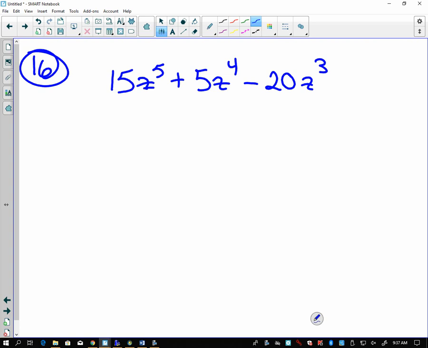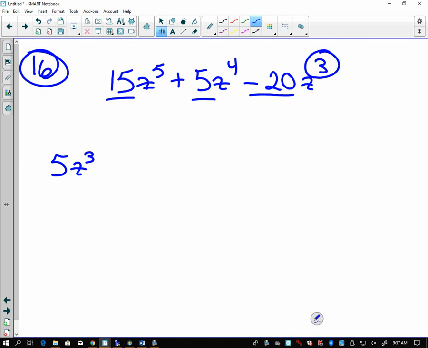The numbers, the coefficients, right? All right, so what is the greatest common factor of 15, 5, and negative 20? 5. Good. 5 is the biggest number that can go into all three, right? What is the biggest z value that can go into all three? Z cubed, right? Because a 3 can fit into all of those. Z cubed can fit into z to the fourth and z to the fifth and z cubed. All right, so 5z cubed is my answer.